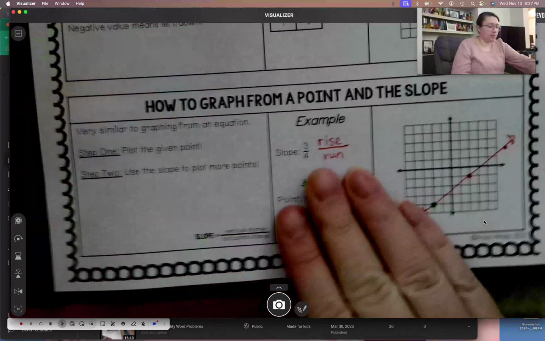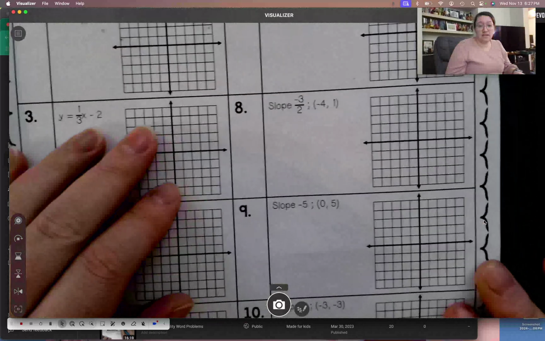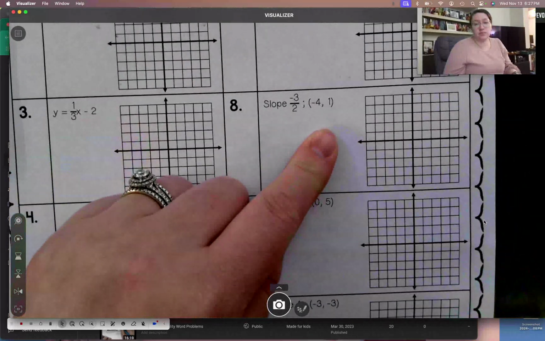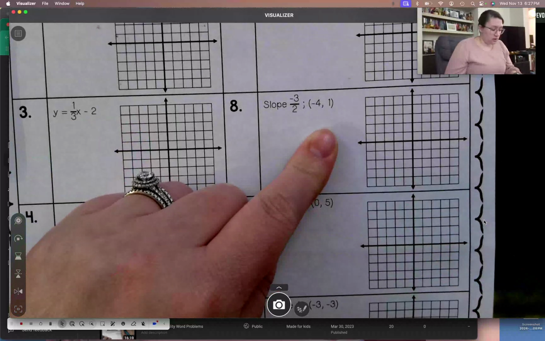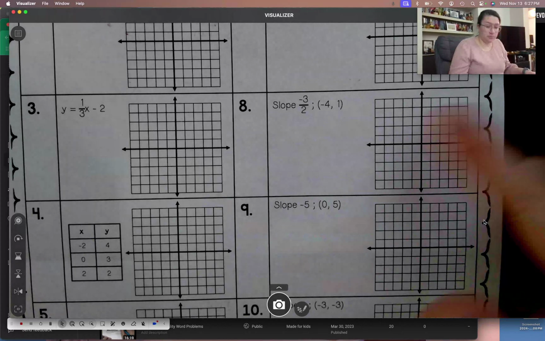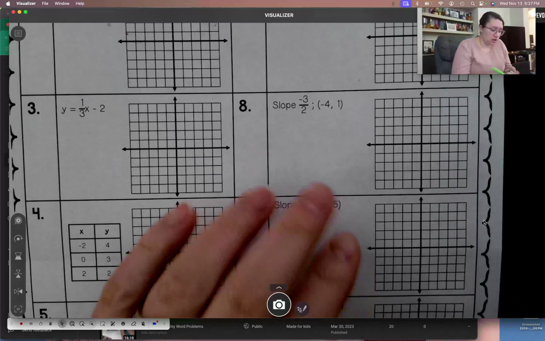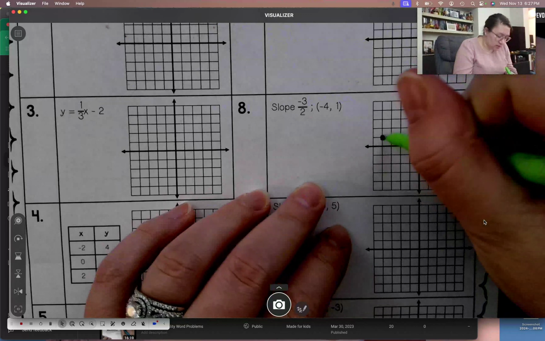Let's try another example on the back together. Let's take a look at 8. Here, our slope is -3/2, and our point is -4, 1. Go ahead, pause the video real quick, put that point on the coordinate plane for us. Plot -4, 1. Your dot should go right here.